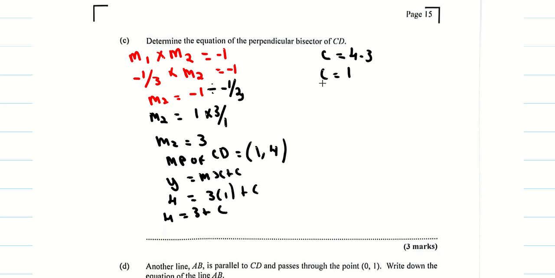So therefore the equation of my perpendicular bisector would be y equals 3x plus my y-intercept, which is plus 1. And that would be the answer for this question here.